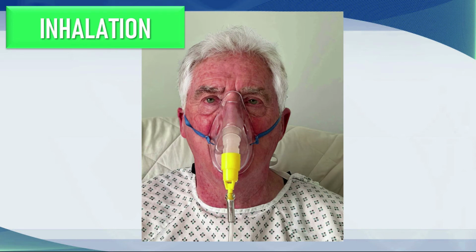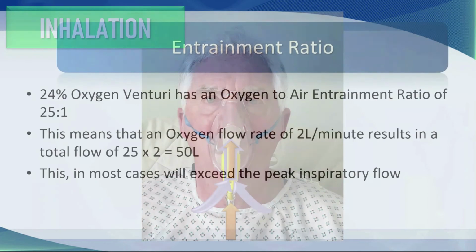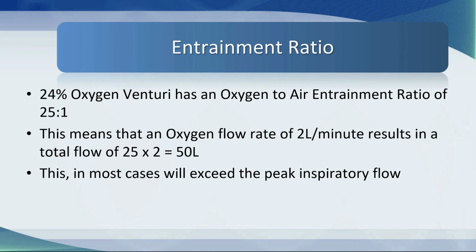During inspiration, fresh gas flows from the oxygen source into the venturi and air is entrained. The entrainment ratio is determined by the gas flow and the size of the injector port. A 24% oxygen venturi has an oxygen to air entrainment ratio of 25:1. That means that an oxygen flow rate of 2 liters per minute results in a total flow of 25 times 2, or 50 liters. This in most cases will exceed peak inspiratory flow.